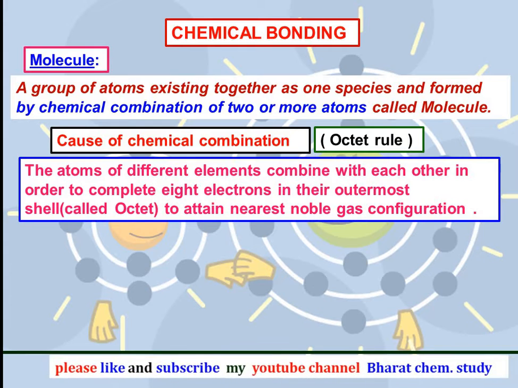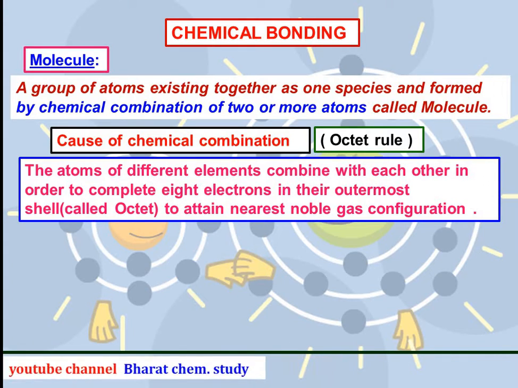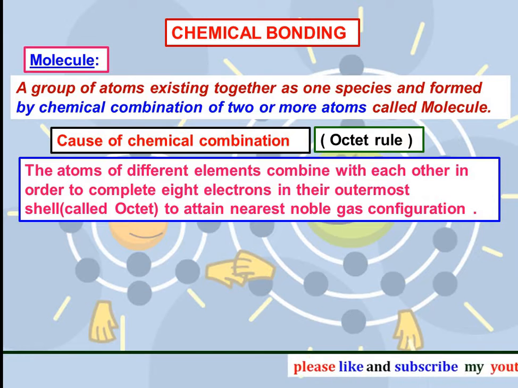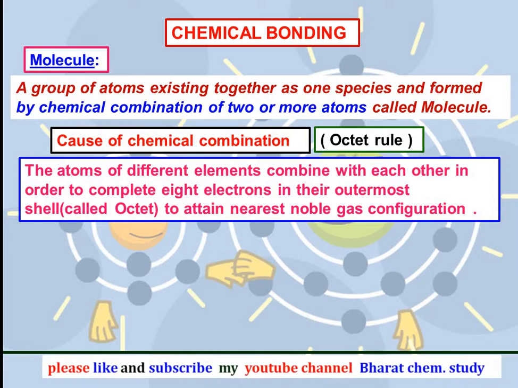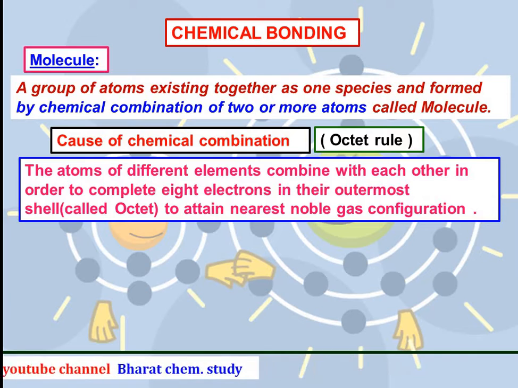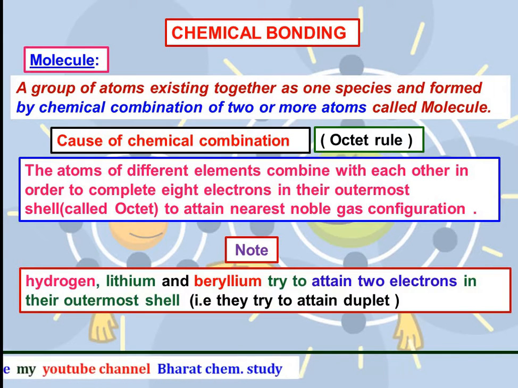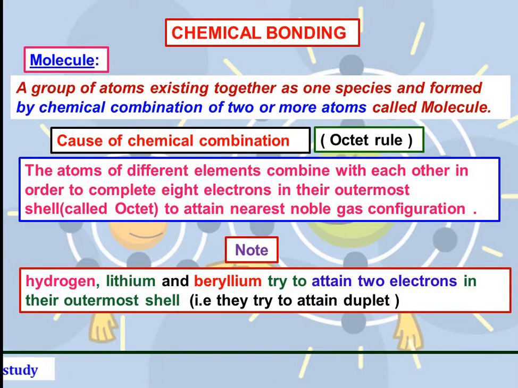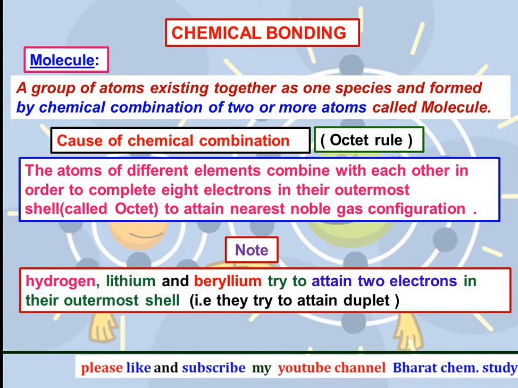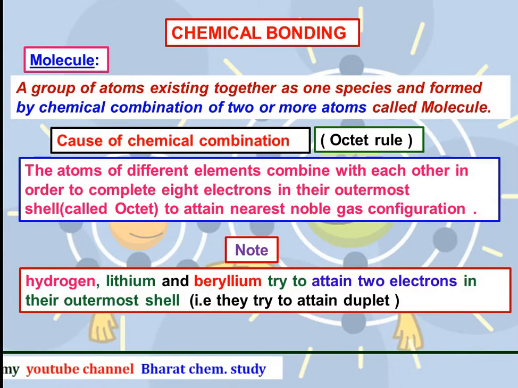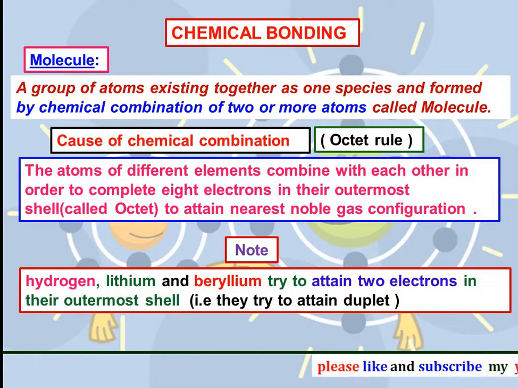The atoms of different elements combine with each other in order to complete 8 electrons in their outermost shell, called octet, to attain the nearest noble gas configuration. That's why the atoms of different elements combine together to form molecules. Note: hydrogen, lithium and beryllium try to attain only 2 electrons in their outermost shell. That is, they try to attain duplet. By doing so, they attain electronic configuration equivalent to helium.